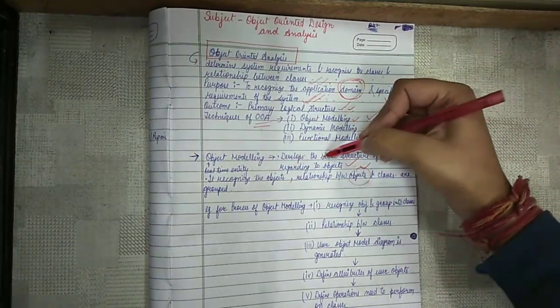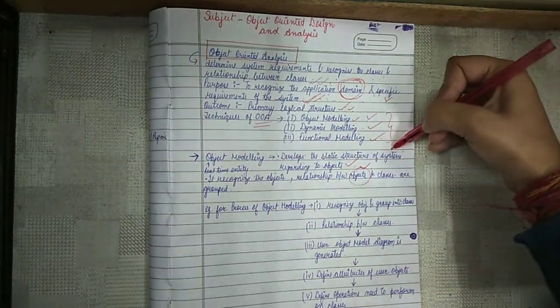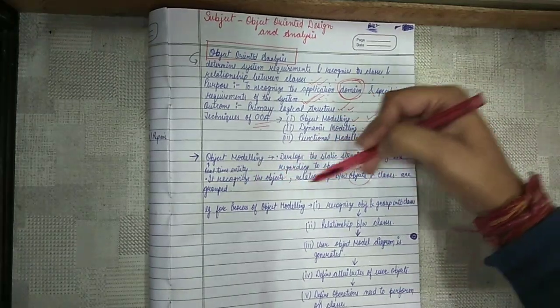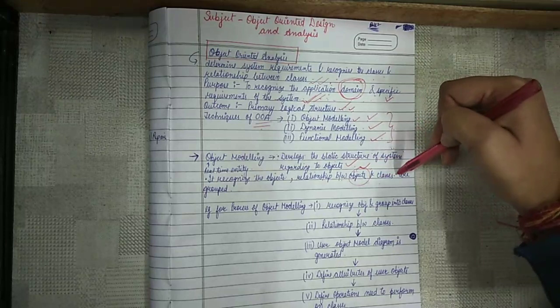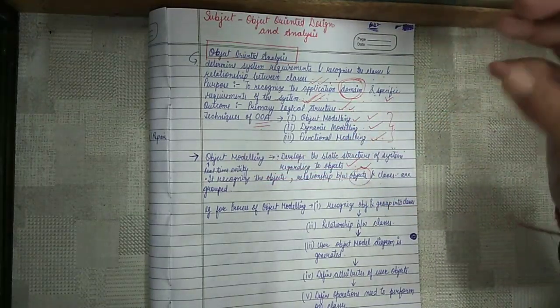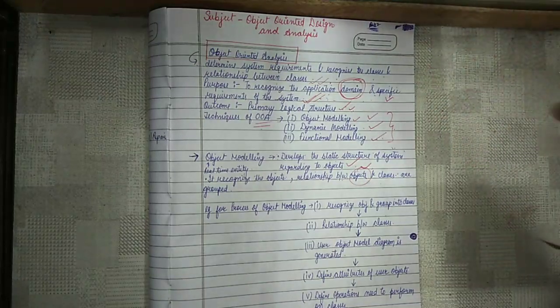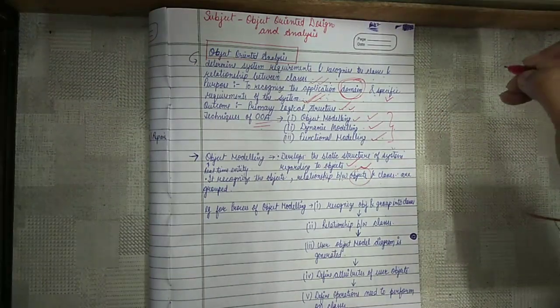Object modeling develops the static structure of the system regarding objects. It will recognize the objects. Relationships between objects and classes are grouped. Different relationships will be grouped together. We will recognize the different objects and we will write them down.